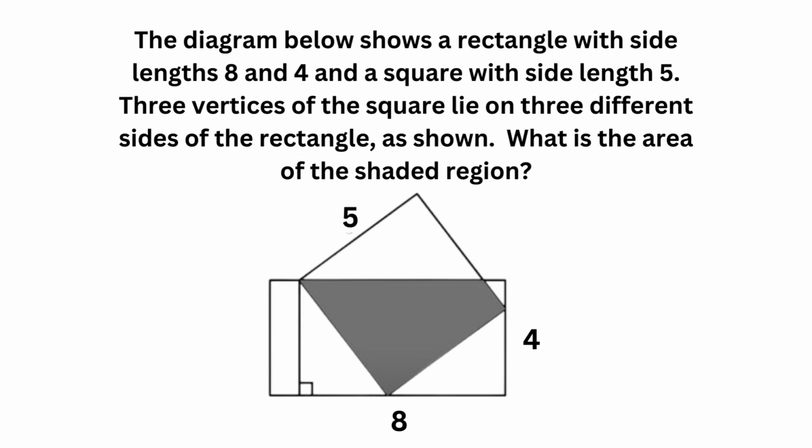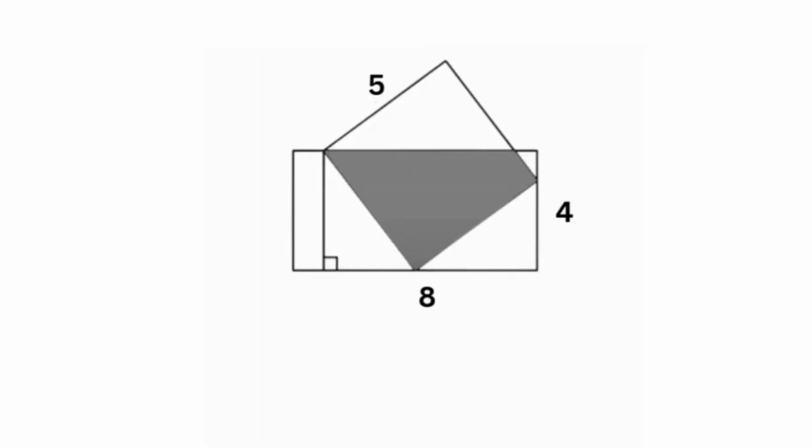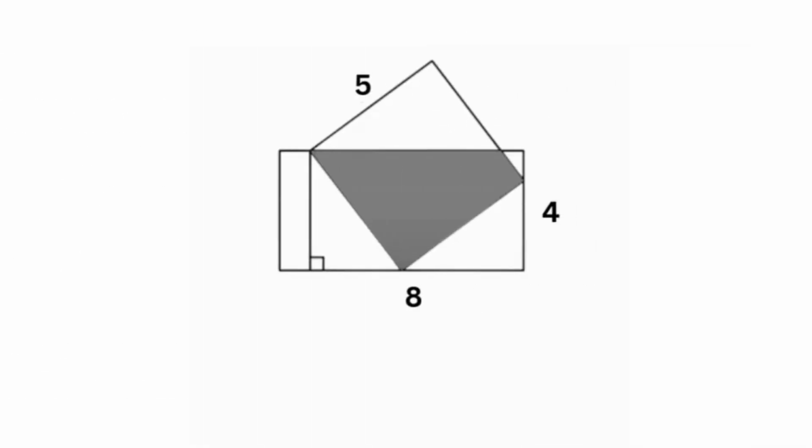Okay, this is your chance to pause the video and try your solutions because my solution will follow in the next slide. All right, so my strategy here is going to use the fact that we're going to have a bunch of similar right triangles here. What I'm going to do is get the area of the square and subtract off the area of this triangle that's on the outside of the rectangle here.